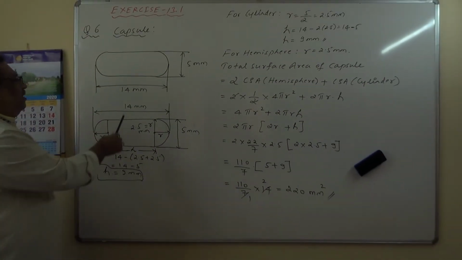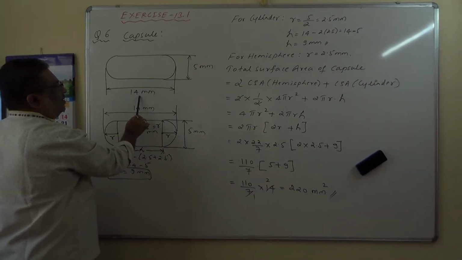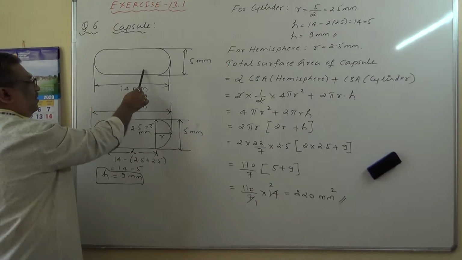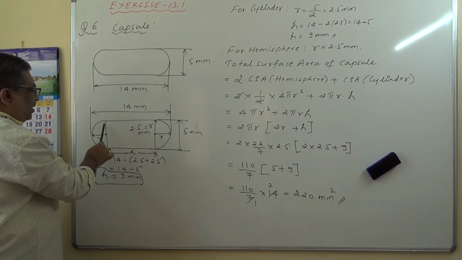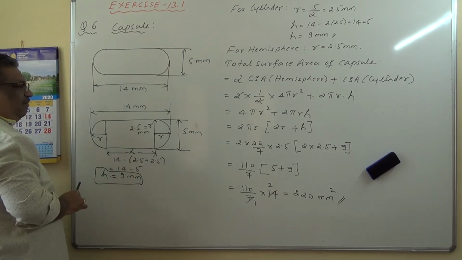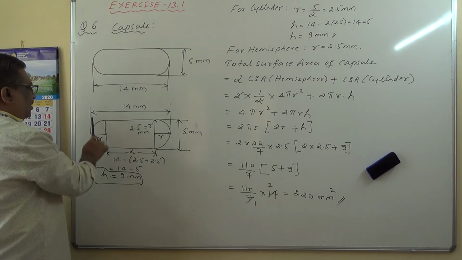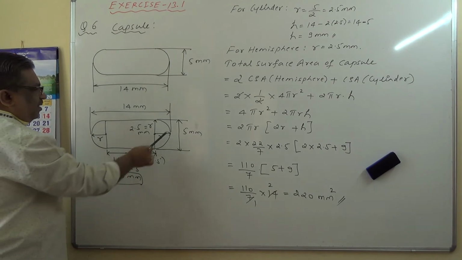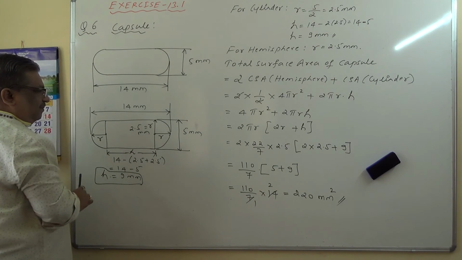So this is a capsule, total length 14 millimeter, diameter 5 millimeter. Let us split the capsule into geometrical figures. This is a cylindrical part, and this side it is a hemispherical end. These are the two hemispheres basically. What is the radius of this hemisphere? Diameter is 5, therefore radius is 2.5 millimeter.